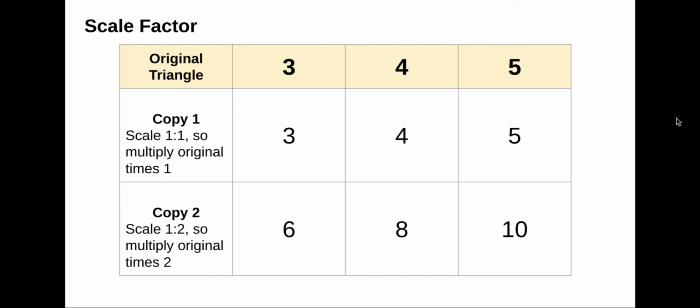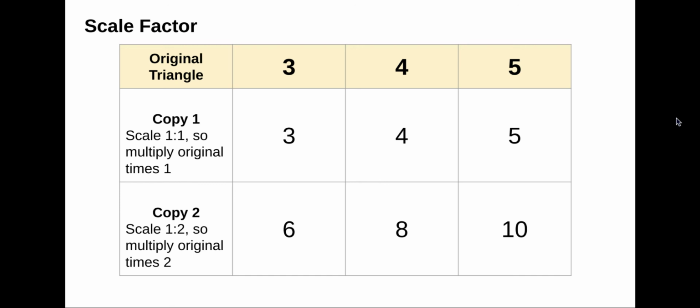Now when we look at copy 2, it's a scale of 1 to 2. We've doubled the size. And so you're multiplying each side of the original by 2. So the 3 unit side times 2 is 6, the 4 times 2 is 8, the 5 times 2 is 10. And so that's where scale works in.